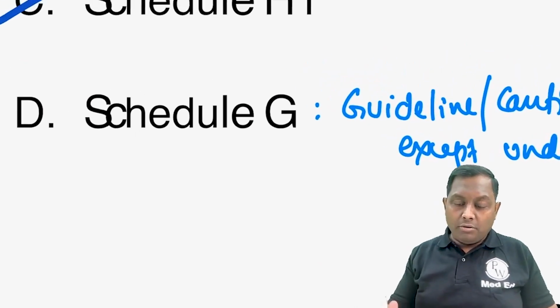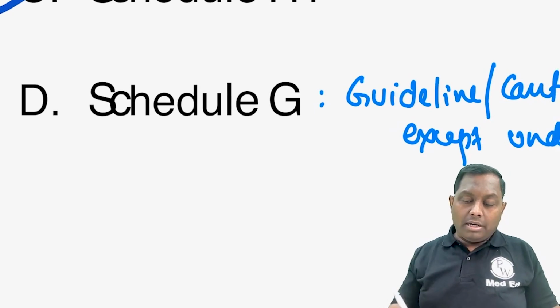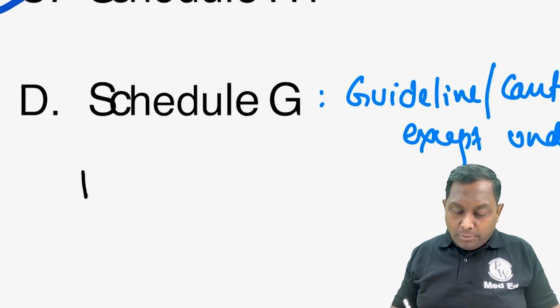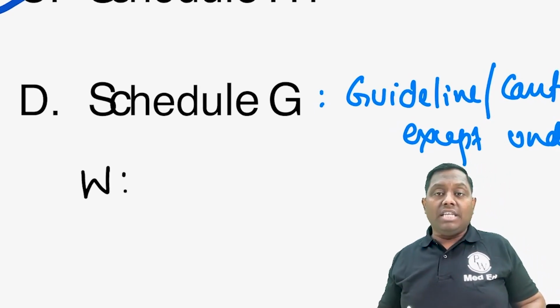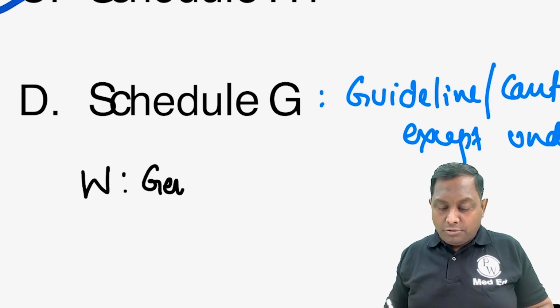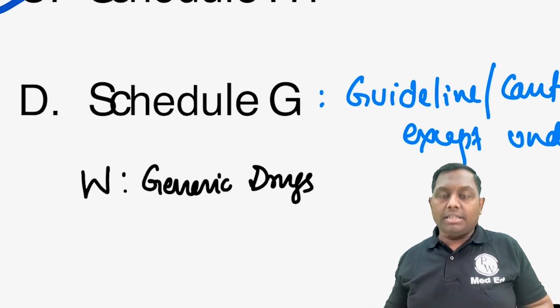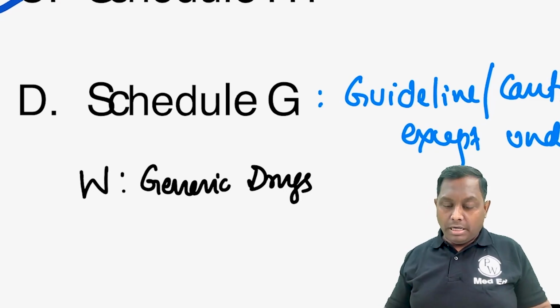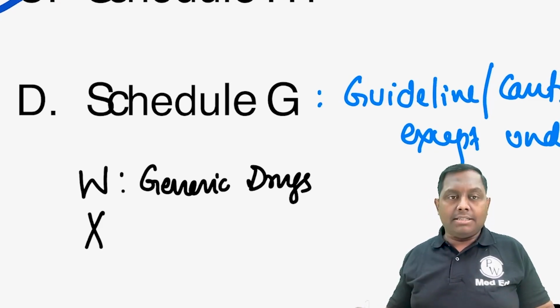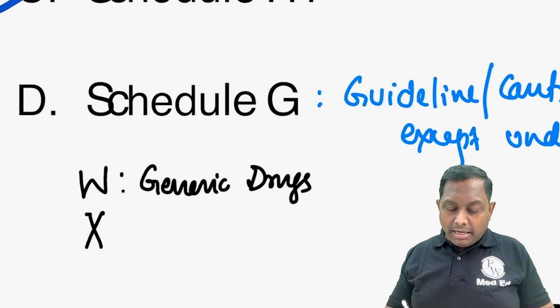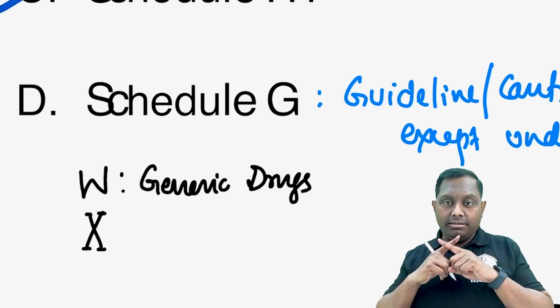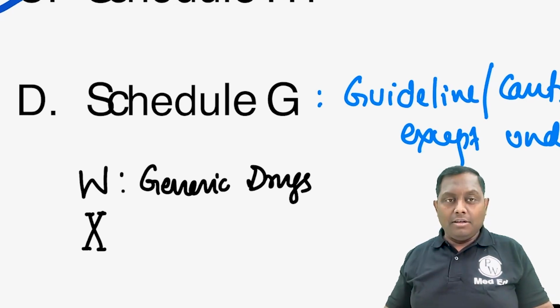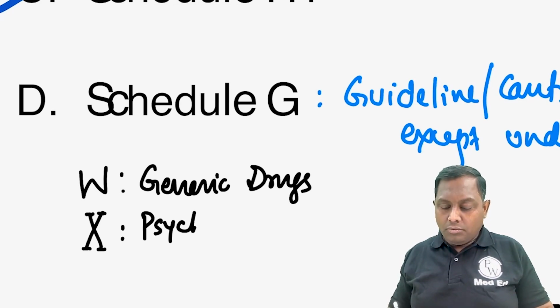Now a couple more schedules that you can quickly take a look at and revise. One is schedule W, which matches the same name worldwide. That means schedule W is going to deal with generic drugs. Generic drugs are available under the same name worldwide. Then we have schedule X. X is like any other X that you hear in real life, the dangerous X. So remember that X's are usually psycho X.